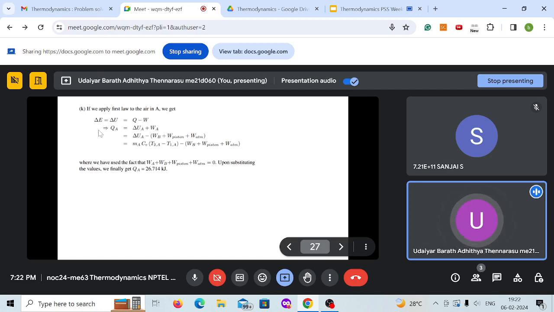From there we can find out the change in internal energy, which equals Q minus W. Here there is heat which is supplied and there is some W which is being done. That will equal the change in internal energy. Previously we saw that, considering both surroundings and system, your net work will be 0. So for piston cylinder A, WA will come out to be the summation of all the other works. Substituting that, and delta U is m Cv delta T, we can find out Q, which will come out to be 26.714 kilojoule.